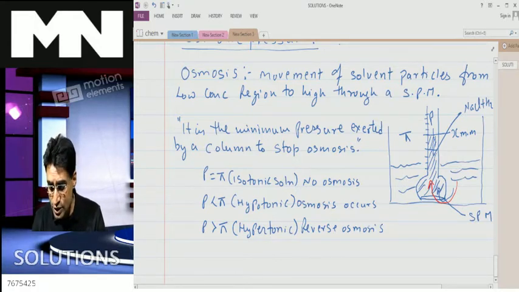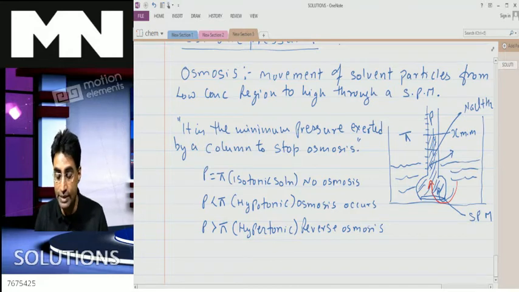Now we'll see why this osmosis was actually occurring. This osmosis was occurring because of the difference in the concentration. There was a difference in the concentration of the solute between the solution and the solvent. That's why the osmosis was occurring. Now, this osmosis has stopped after reaching a value of x millimeters. That is the osmotic pressure.